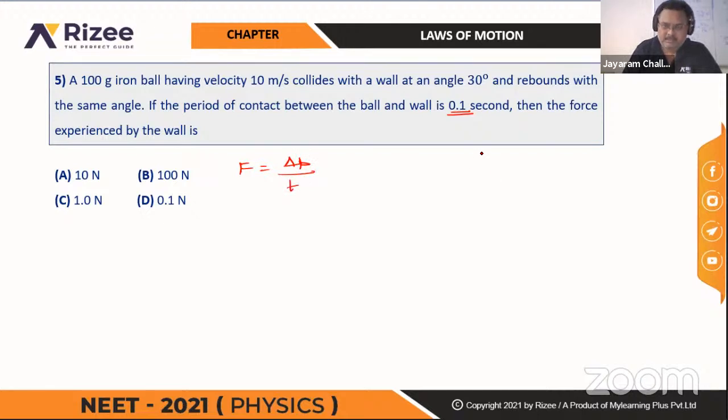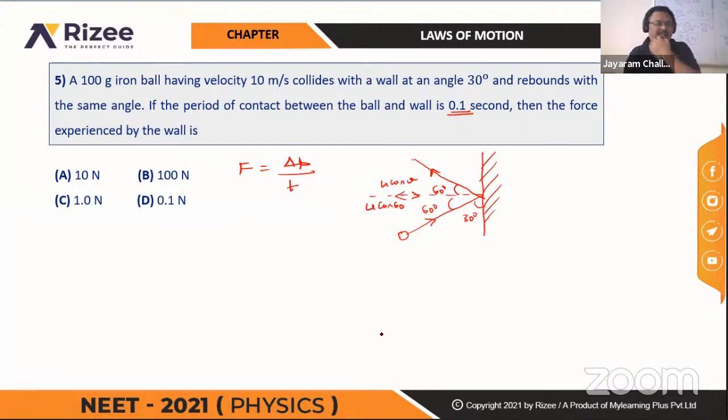For this case, suppose we consider a vertical wall like this. This will be normal to the wall, and a ball is coming and hitting the wall at an angle of 30 degrees to the wall. In the sense, with respect to the normal, it will be 60 degrees. After hitting it, it is coming back with the same angle, so this angle should also be 60 degrees. Then while going towards the wall, it will be u cos 60, and returning also u cos 60. So the momenta are in the opposite direction.